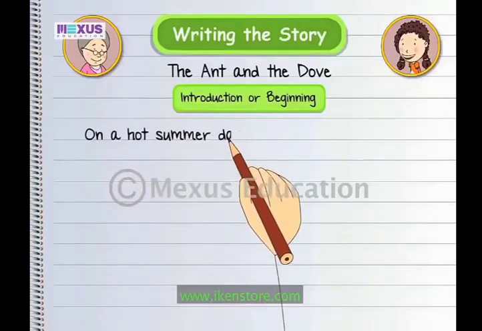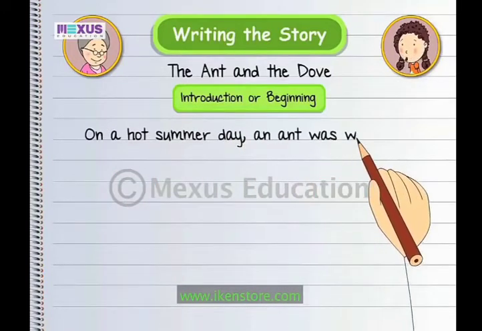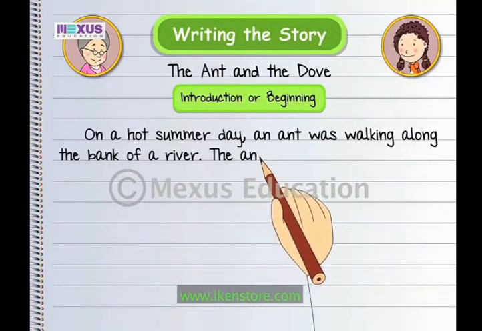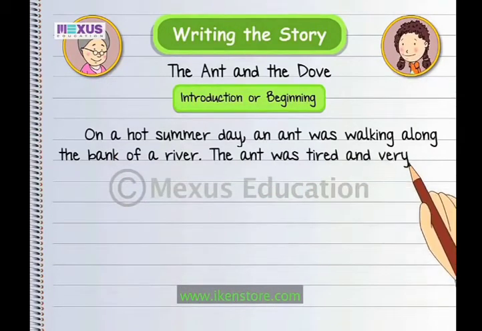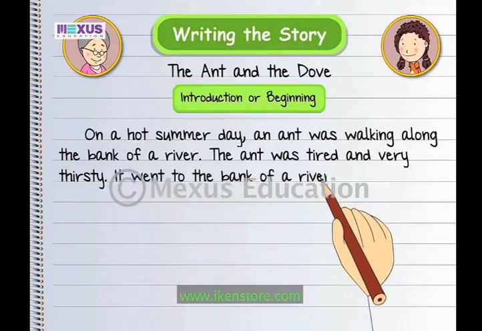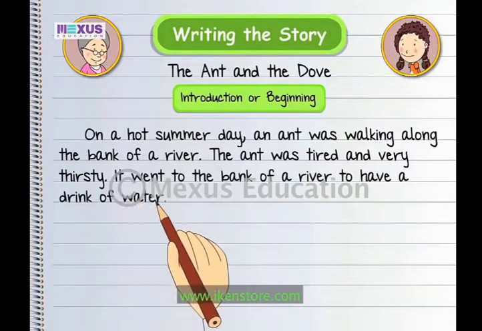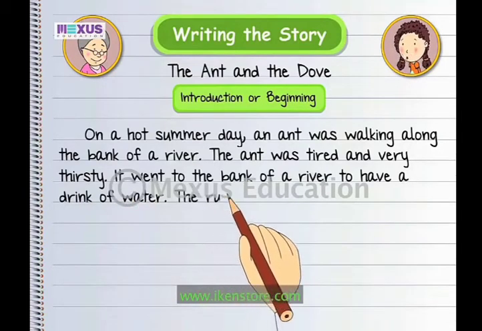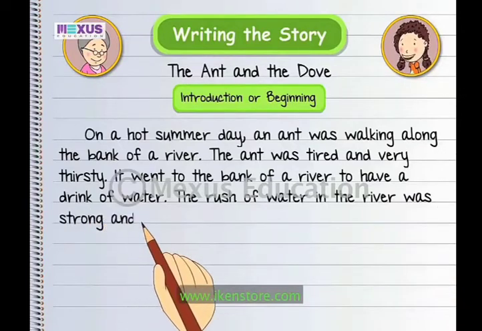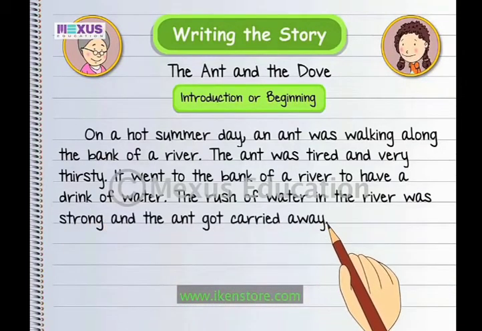On a hot summer day, an ant was walking along the bank of a river. The ant was tired and very thirsty. It went to the bank of a river to have a drink of water. The rush of water in the river was strong, and the ant got carried away. That is a good start, Zizi. Now continue writing the body of the story.